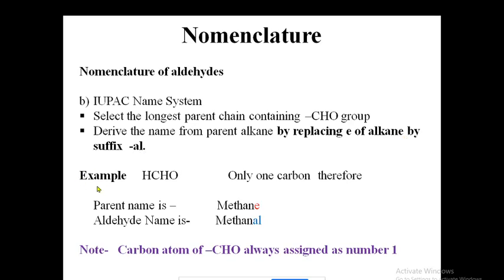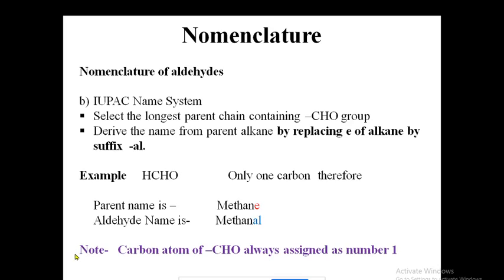So see here, an example. Suppose this is the example, HCHO. How many carbons are present here? Only one. So as only one carbon is present, its parent alkane name is methane. And then what will be the aldehyde name? Simple, I am taking this methane as it is, and just this E is replaced by al. So the name of this aldehyde becomes methanal. Okay, so E is replaced by al.